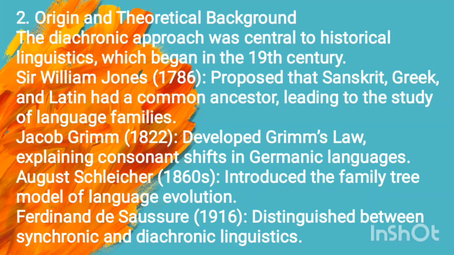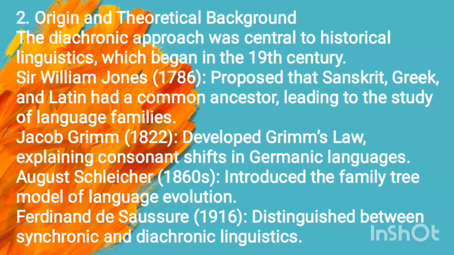Origins and theoretical background. The key scholars and contributions are Sir William Jones in 1786. He proposed that Sanskrit, Greek and Latin had a common ancestor, leading to the study of language families. Next one, Jacob Grimm in 1822. He developed Grimm's law, which explains sound shifts in Germanic languages.